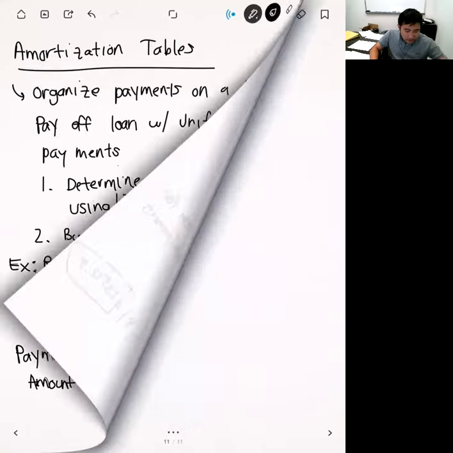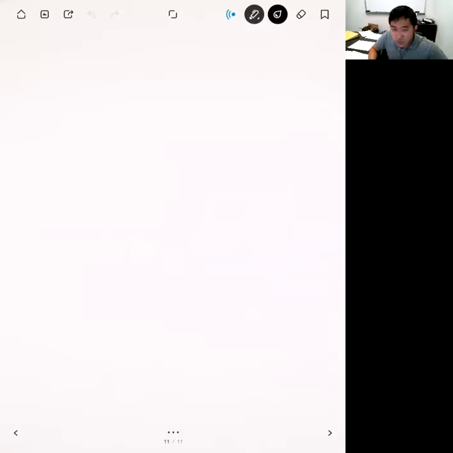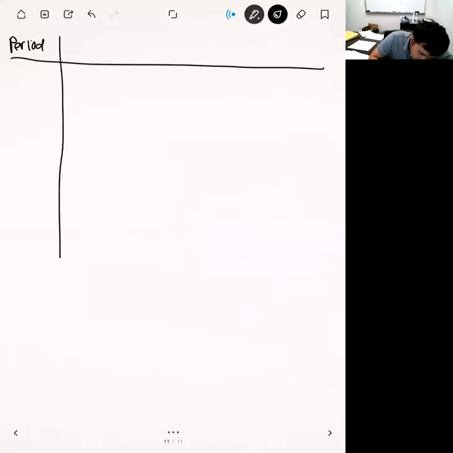Okay. And so the next step to these amortization schedule problems is to actually construct the table. Okay. All right. And so I'll go through the first row of the table for you. Okay. Oh, sorry. The first column is beginning balance.